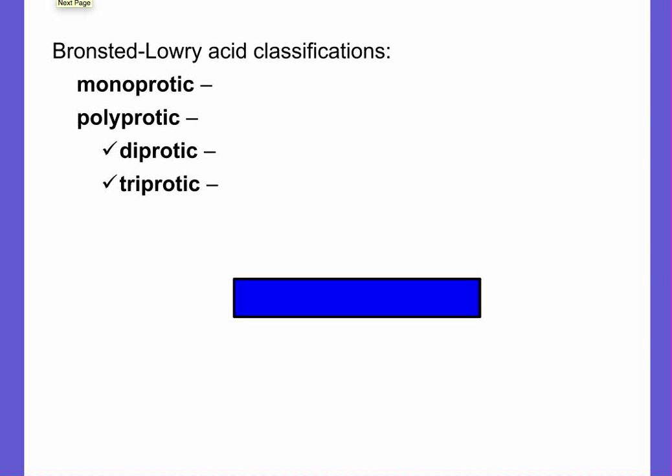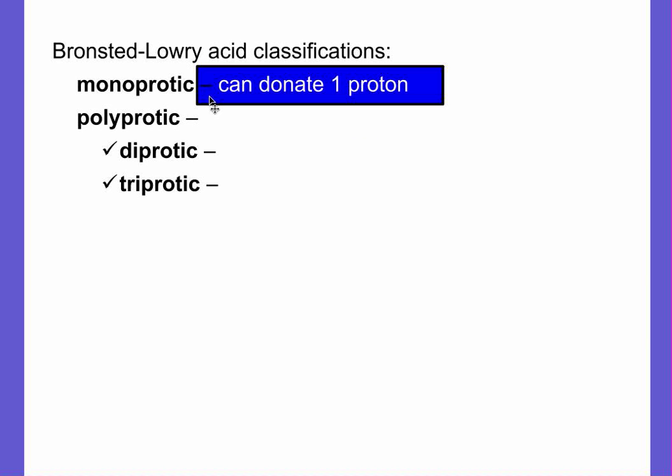Okay, Bronsted-Lowry acid classifications. That's really what we were just talking about. They can be monoprotic, like hydrochloric acid. They might only have one proton to donate.